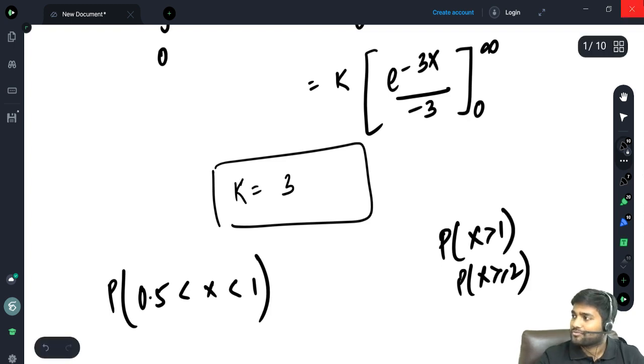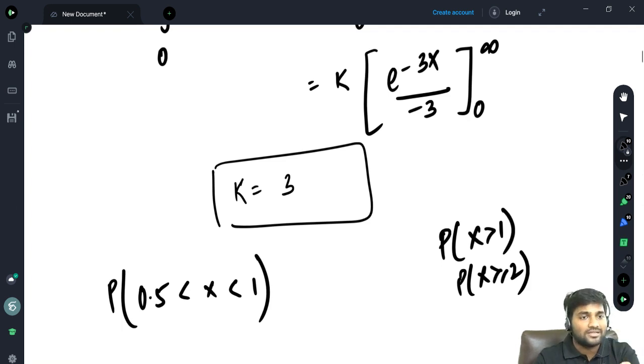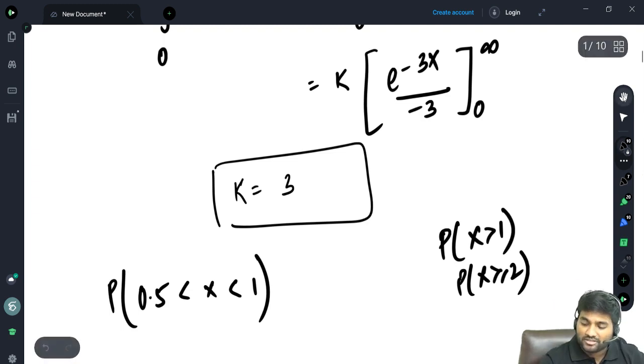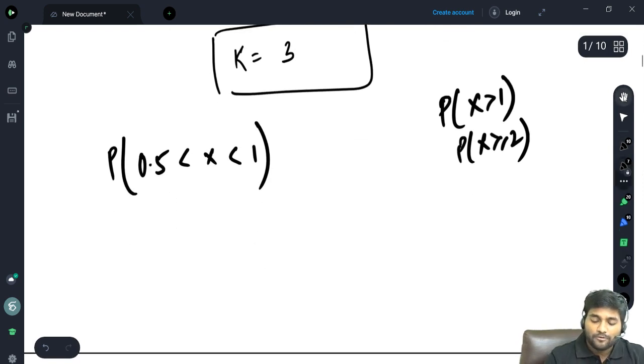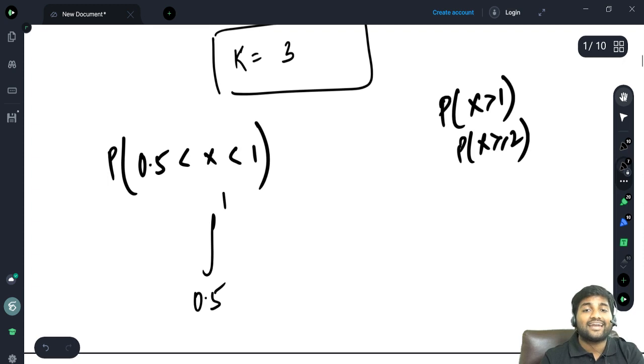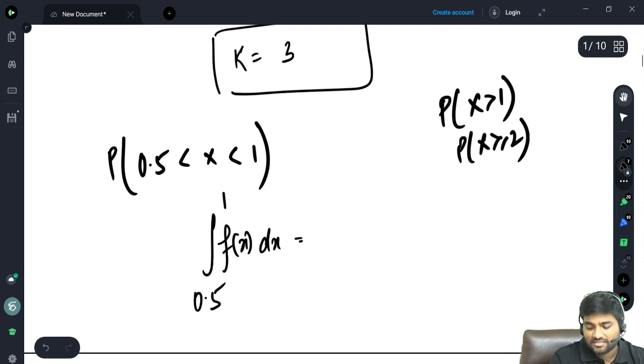Okay, so what can we derive from here? In continuous, greater than or equal to does not make a difference in calculation. But in discrete, greater than and greater than or equal to makes a difference in calculations. Okay, so please solve for this. So what we'll do? We'll integrate it from 0.5 to 1. What we will integrate? The PDF, which is fx dx. Now please solve.